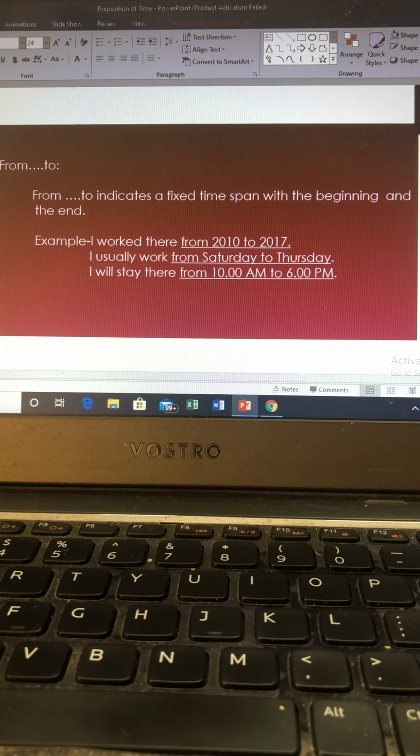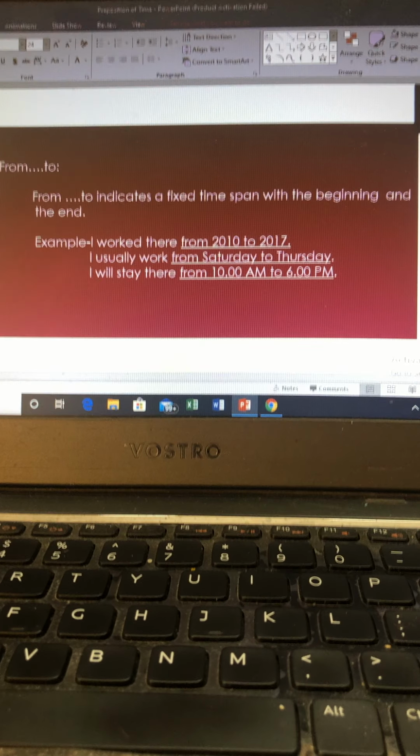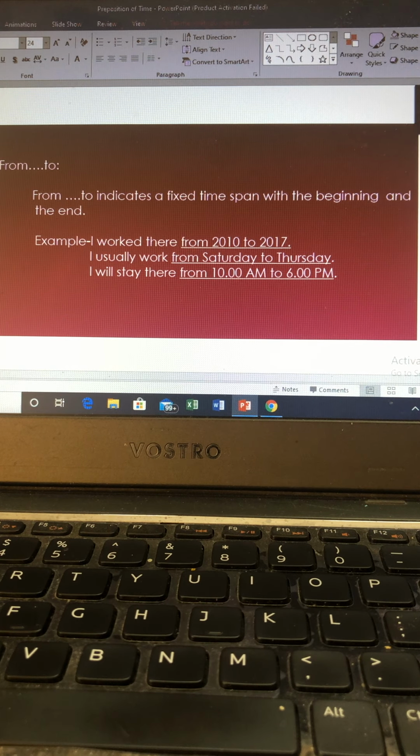Or if you are asking somebody, what time is the movie, or what is the duration of the movie, then you simply say, oh, it starts from 3 to 6, right? The movie is from 3 to 6. So from 3 to 6, that means you have specified the time span. The movie is of 3 hours, starting from a particular time and ending at a particular time. So "from...to" indicates a fixed time span. I hope it is clear.